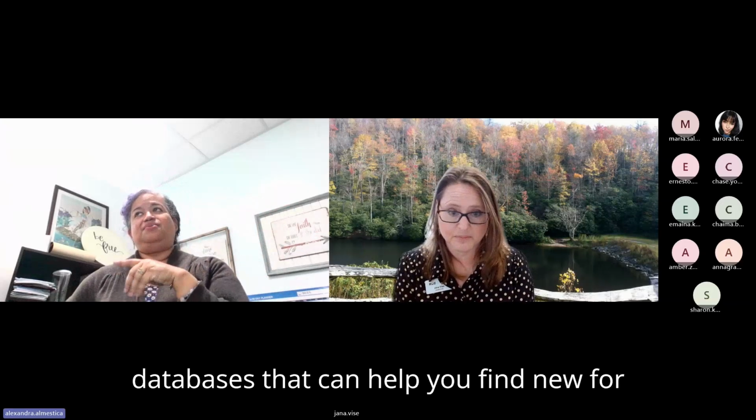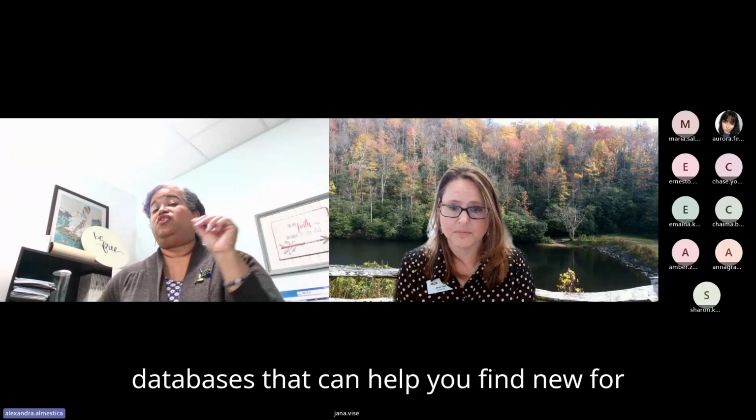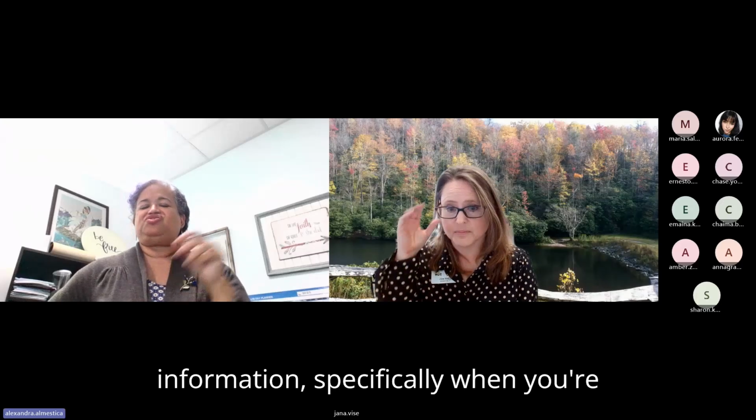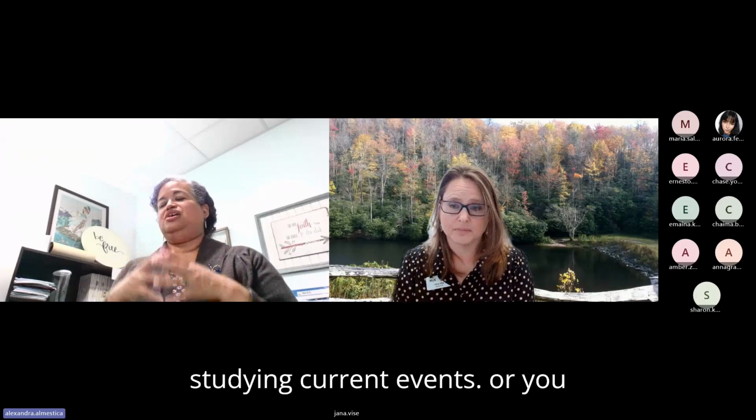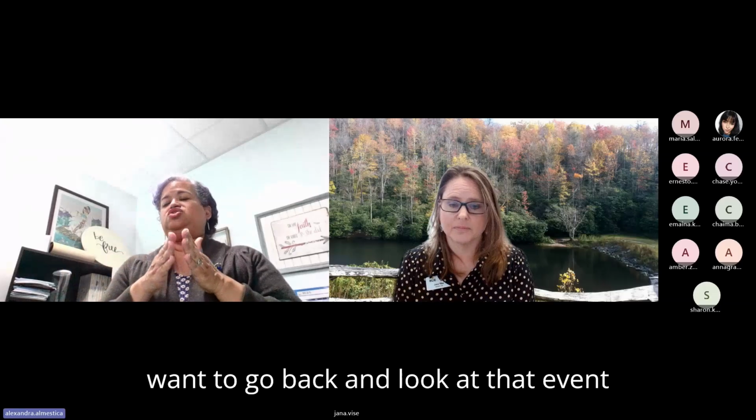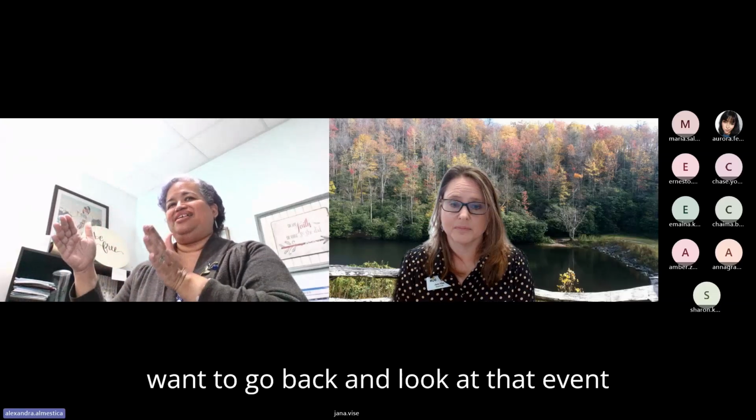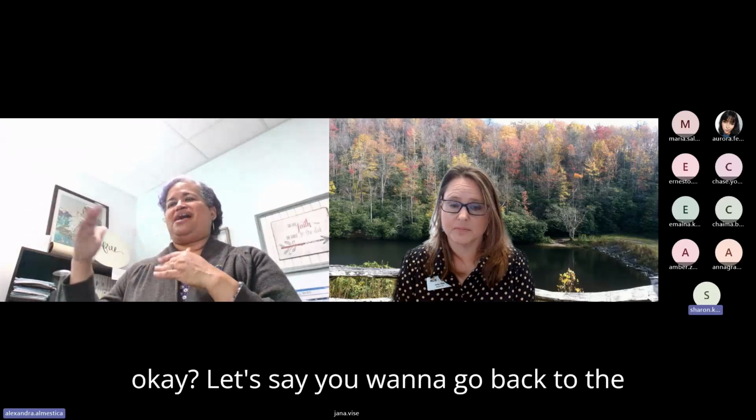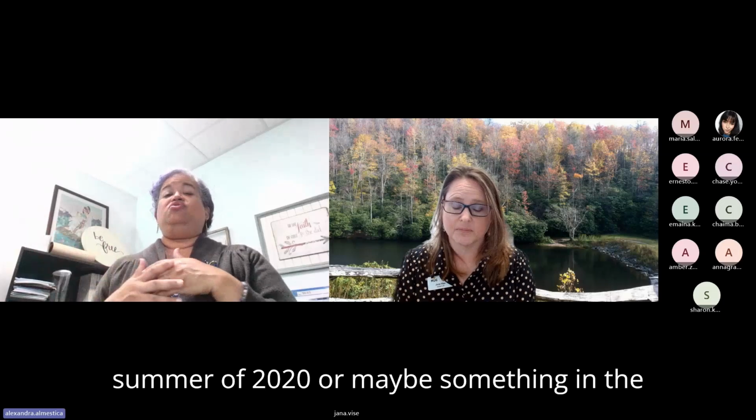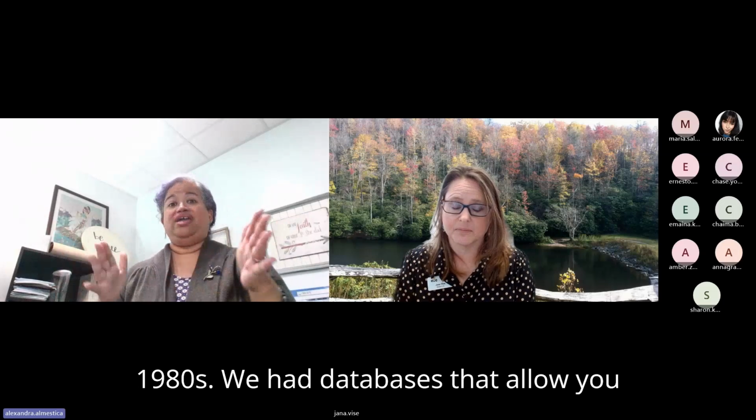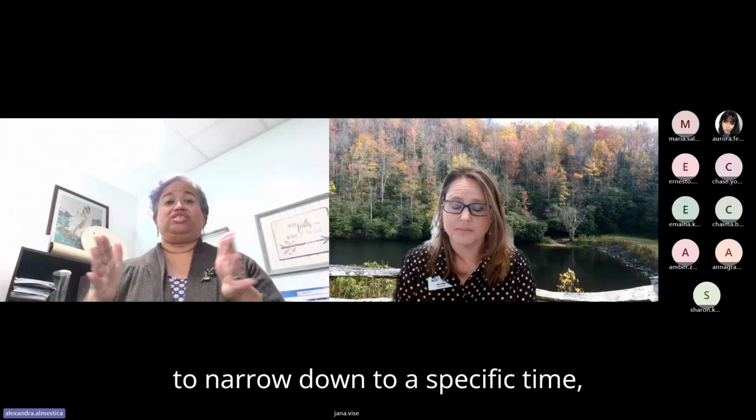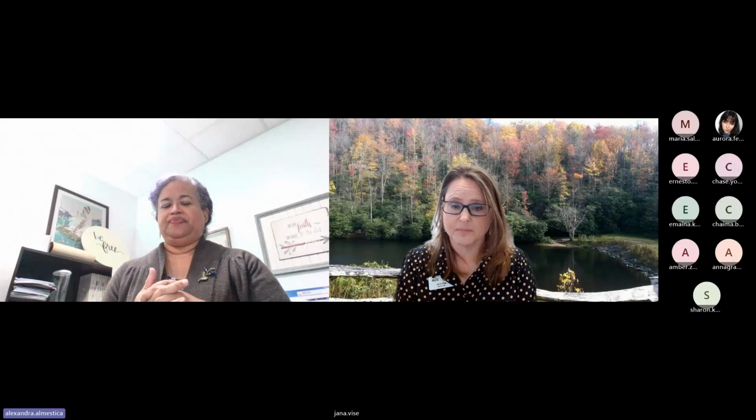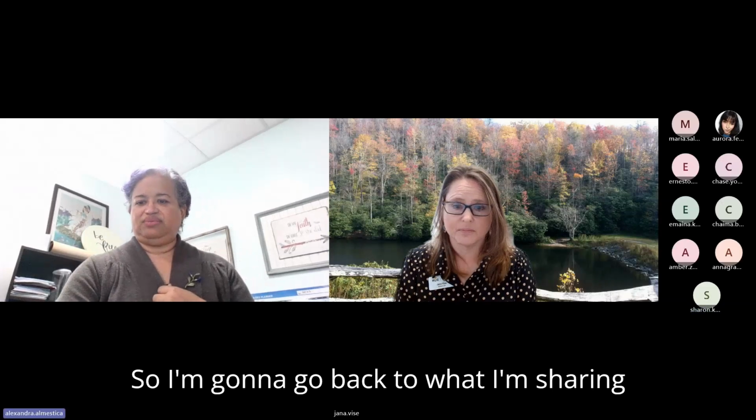The library has databases that can help you look for information in newspapers. And newspapers are a great source for information, specifically when you're studying current events or you want to go back and look at an event in a specific time frame. Okay, let's say you want to go back to the summer of 2020 or maybe something in the 1980s. We have databases that allow you to narrow down to a specific time in terms of the content. So I'm going to go back to what I'm sharing here.